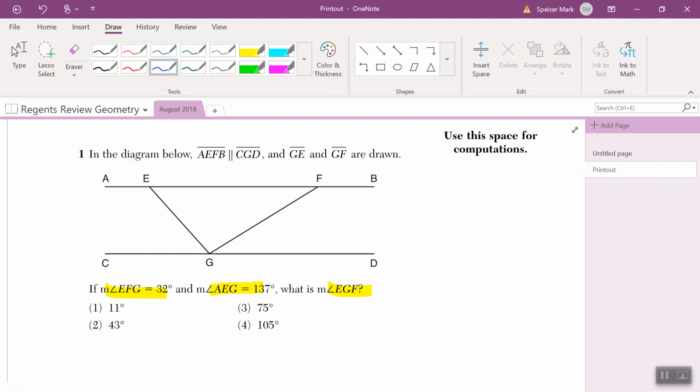So EFG is 32 degrees. AEG is 137 degrees. What's the measure of EGF? Well, since this angle and this angle are formed by parallel lines, alternate angles, this angle is also 32 degrees.